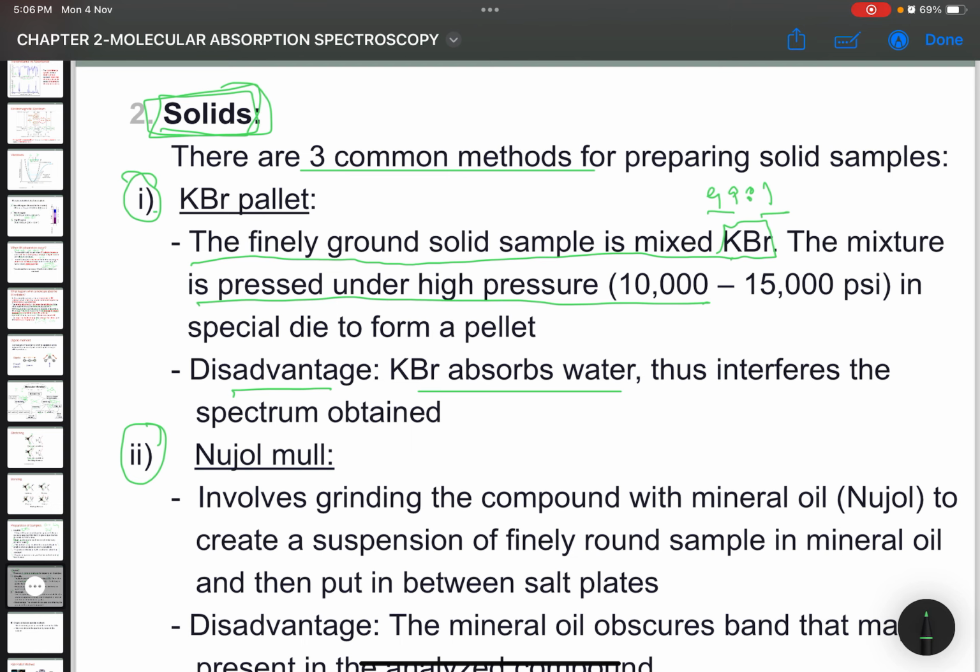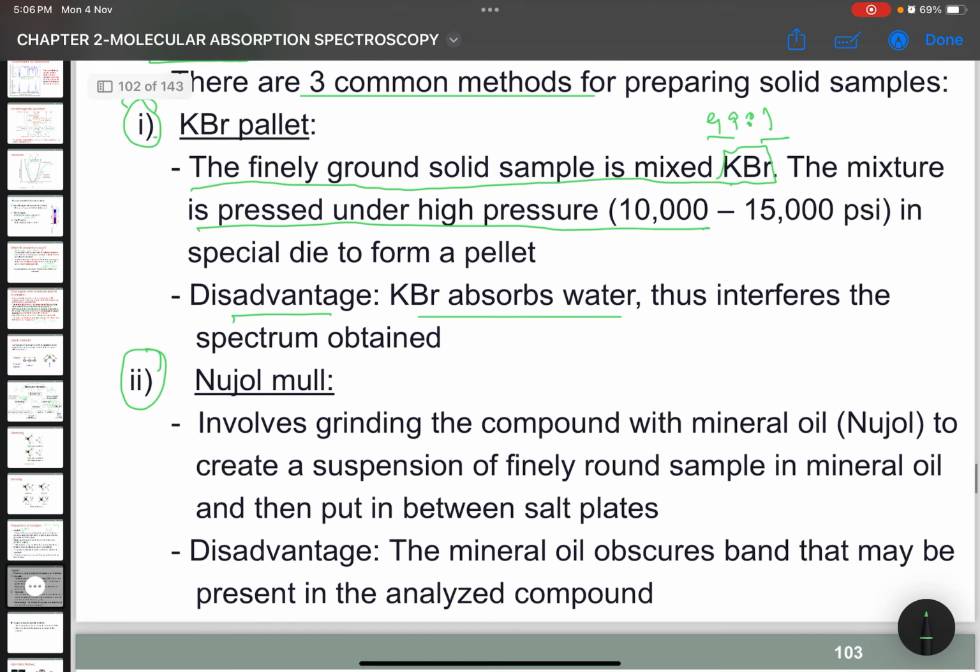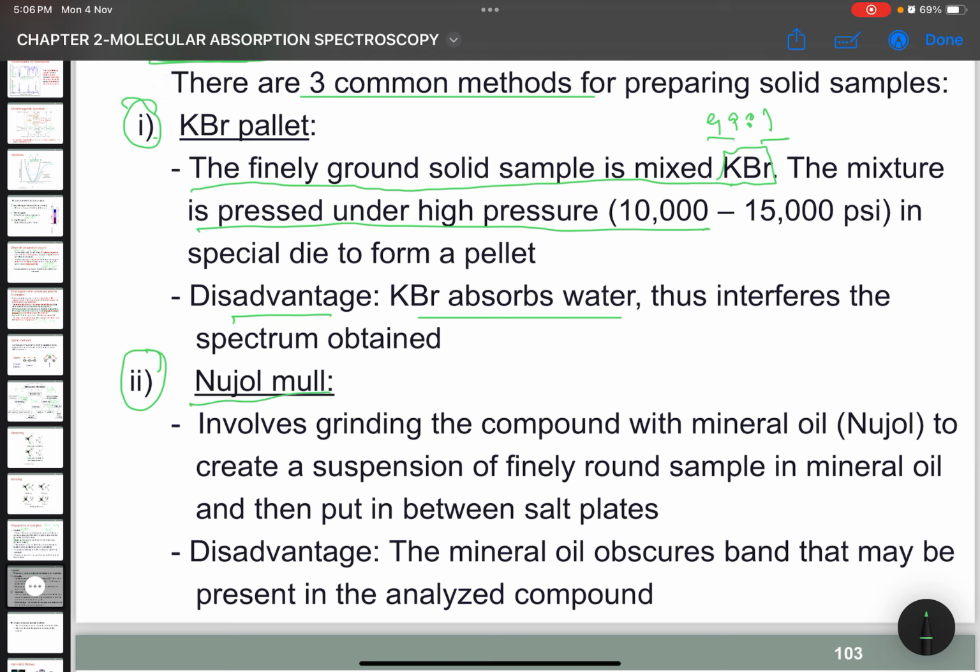The second method is called Nujol mull method. Dia punya proses sama juga. First, kita grind sampel kita. Kemudian mix with mineral oil. This mineral oil is known as Nujol. That's why we get the name Nujol mull method. We mix the sample with mineral oil to create a suspension of finely ground sample in mineral oil and then put between salt splits. Bila dia dah campur dengan minyak tadi, dia dah jadi macam liquid. Bila liquid, balik semula method yang liquid tadi.